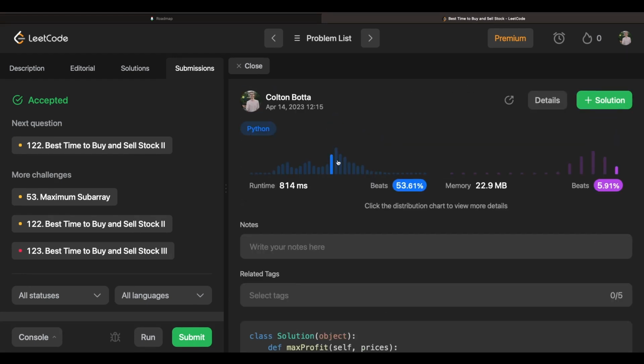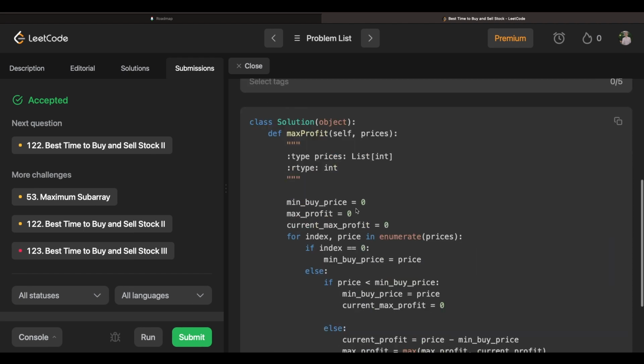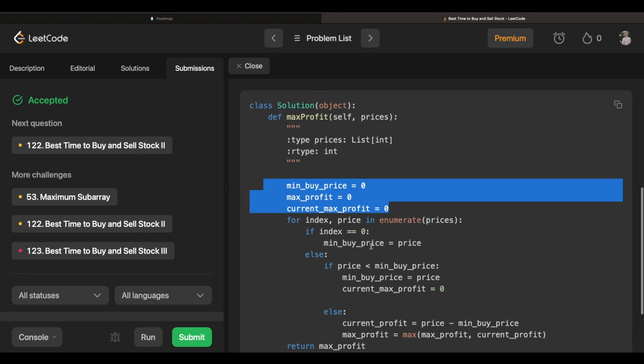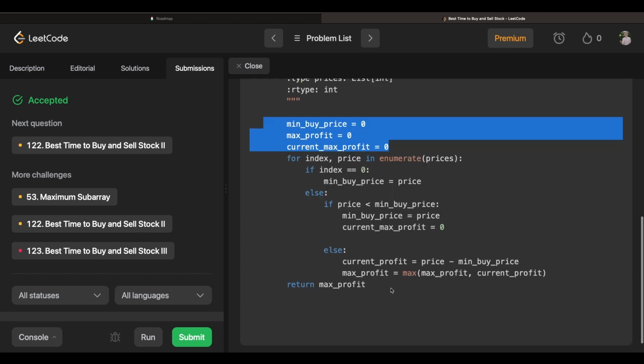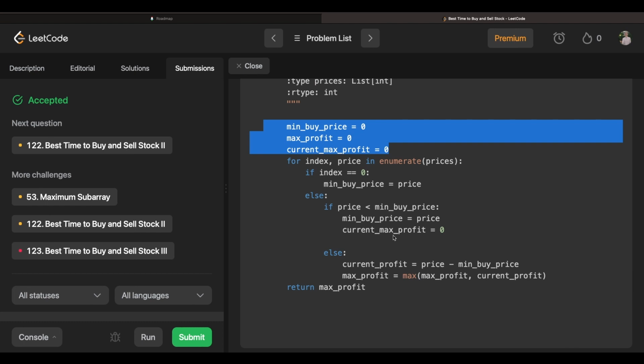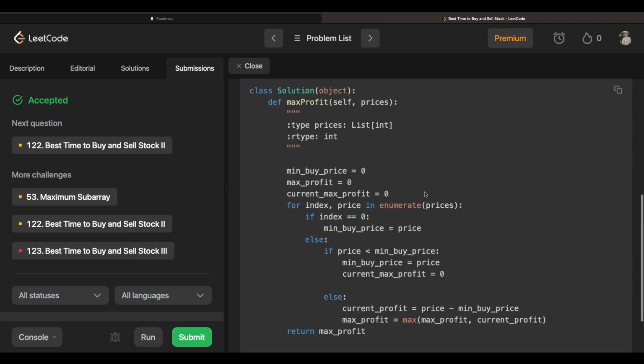I noticed about the 50th percentile runtime and really terrible memory usage, which is kind of interesting. I didn't really use a whole lot of memory other than some of these variables, so that's interesting. So clearly this is not the best solution of all time, but it did work. And for that reason I'm happy.